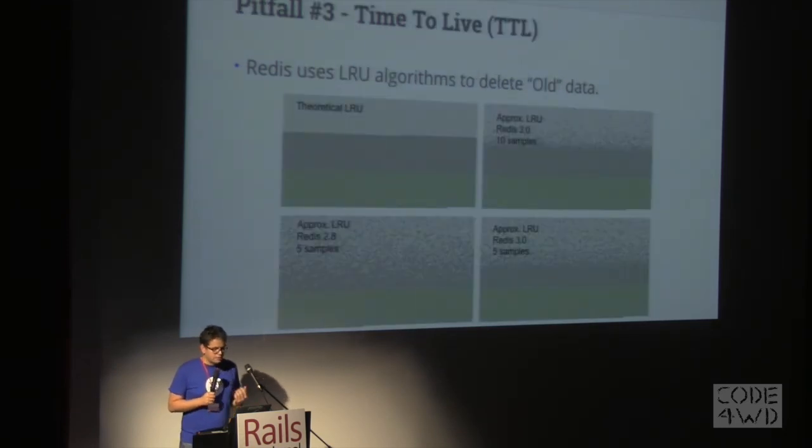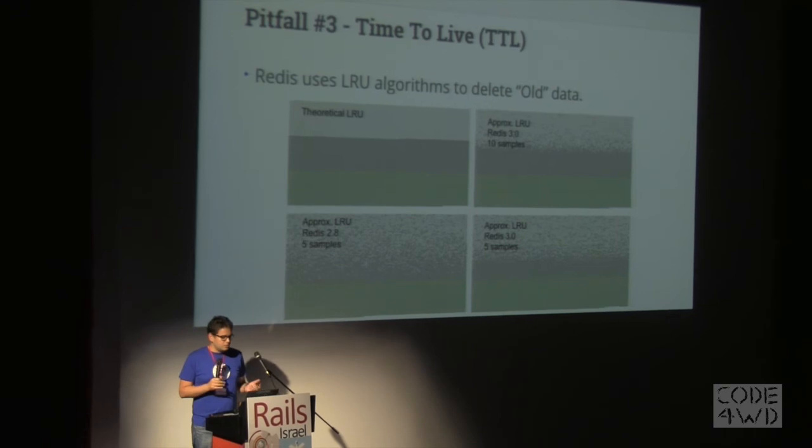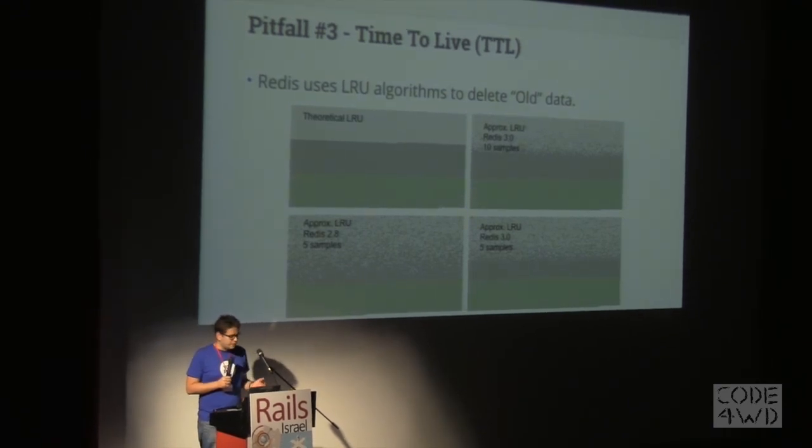And the third one is TTLs. Basically, people say, OK, to avoid the two previous issues, I'll just use TTLs. For each key that I put in Redis, I'll add some TTL, and everything will be fine. Redis will delete it at some point when it will need more room. But unfortunately, the LRU algorithm implemented in Redis is not perfect. So you find yourself, after a while, with a lot of memory fragmentation.